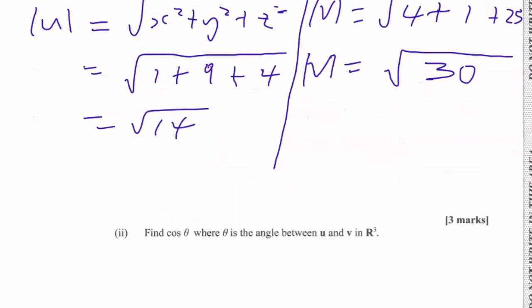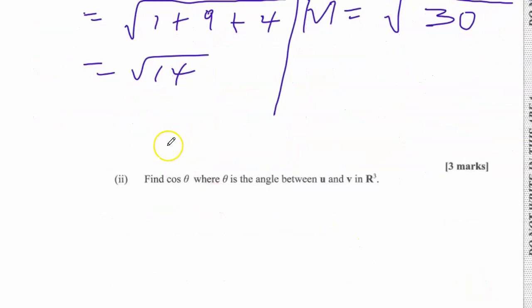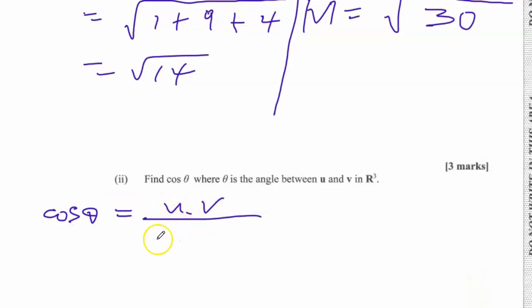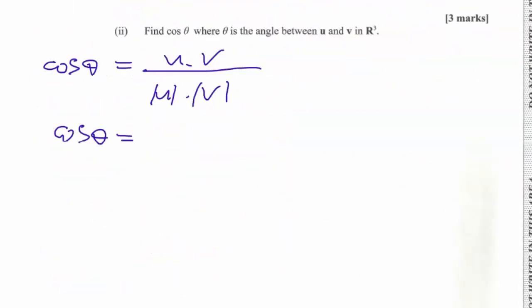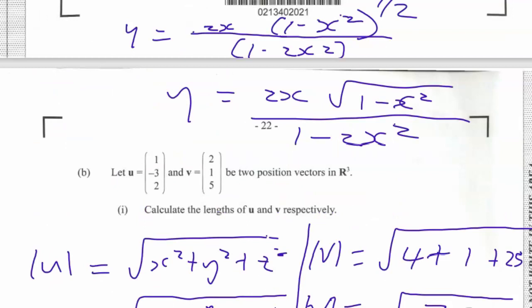Let's move on to part C. Find cos theta, where theta is the angle between u and v. So the formula for cos theta is u dot v over the modulus of u times the modulus of v. Alright, so cos theta is equal to, now u, what was u again? U was (1, -3, 2). And v was (2, 1, 5).